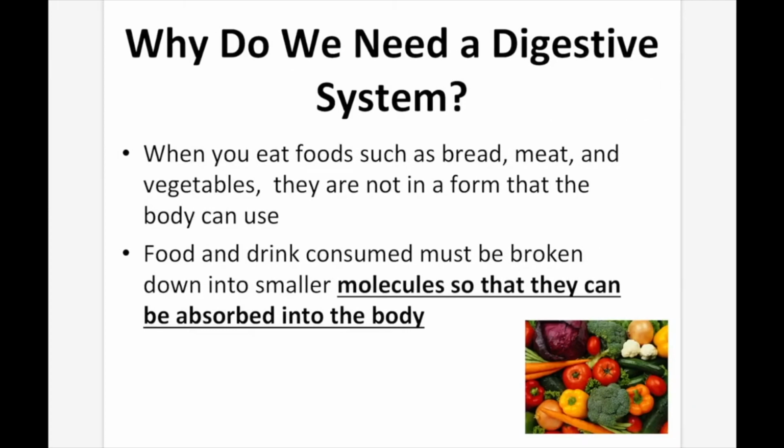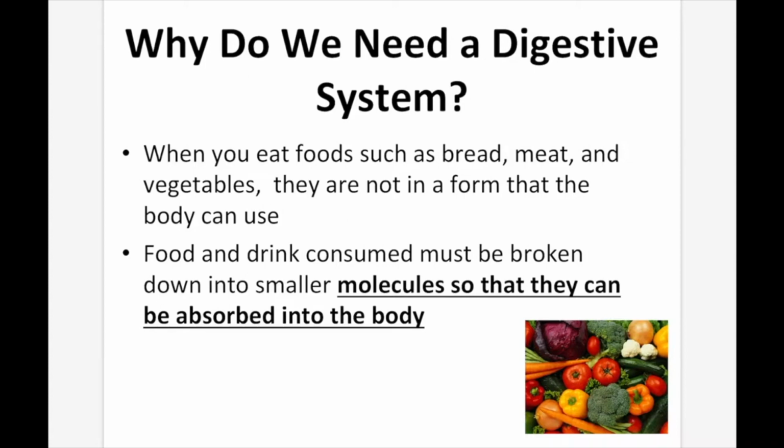So why do we need a digestive system? Well, when we eat food such as bread, meat, and vegetables, they're not in the form that the body can use. Food and drink consumed must be broken down to smaller molecules so that they can be absorbed into the body. Very similar to the way that we need to chew our food before we can swallow it. Those large pieces won't fit into our throat, so we need to break them into smaller pieces with our teeth in order to get them down. It's the same idea with the digestive system.